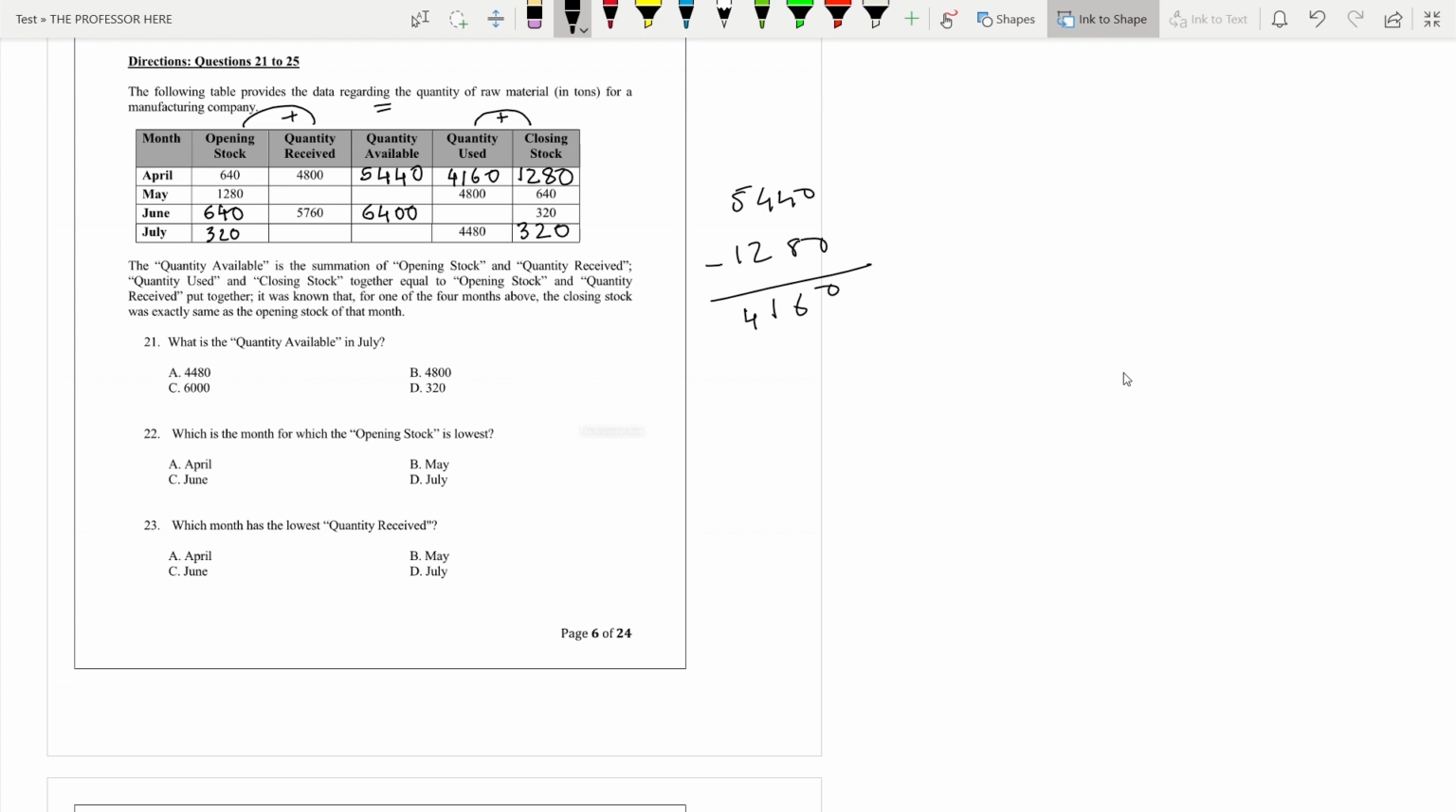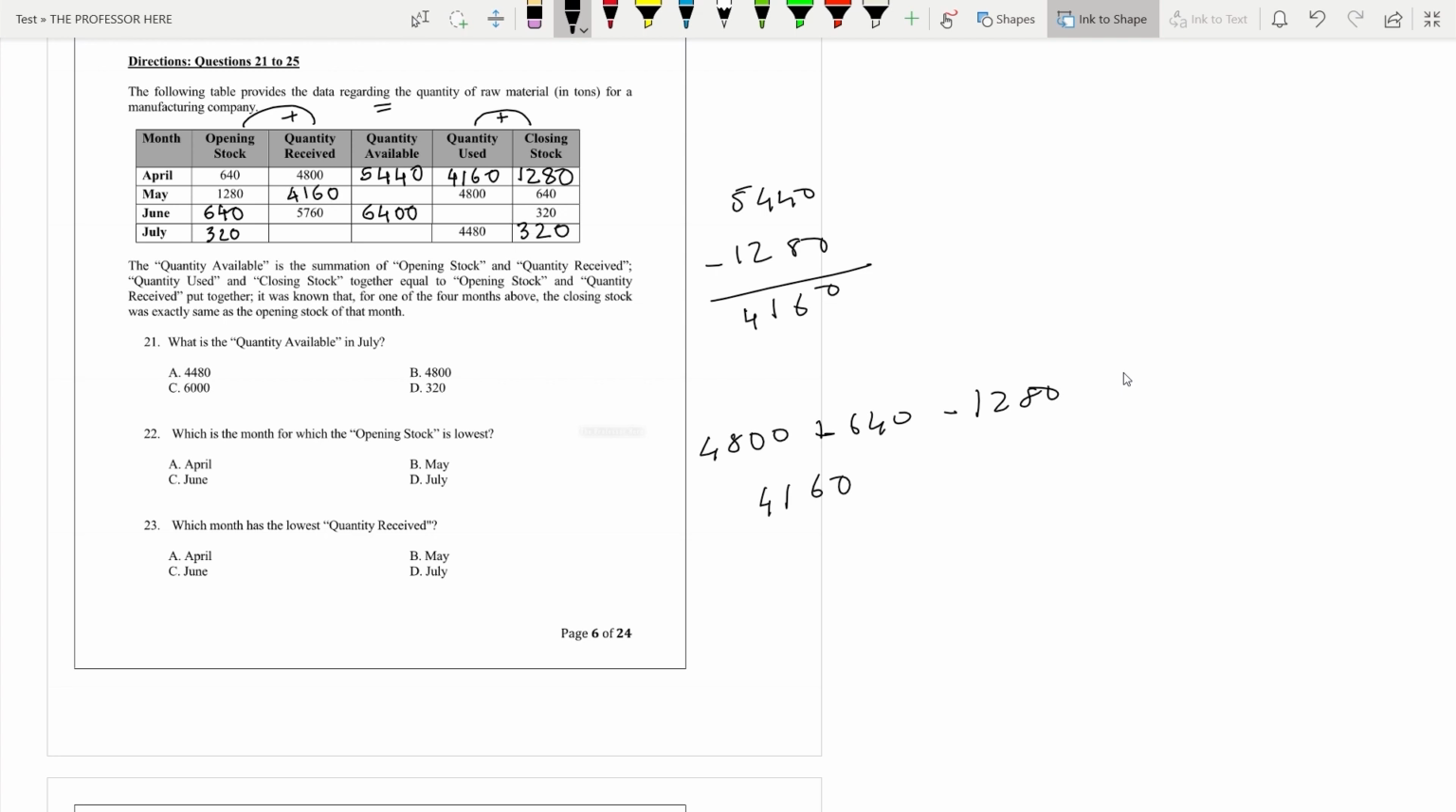These two are equal. So for the month of May, quantity used plus closing stock minus opening stock will give quantity received. So 4800 plus 640 minus 1280. So it becomes minus 640. So 4800 minus 640 is 4160. It becomes 4160 again.